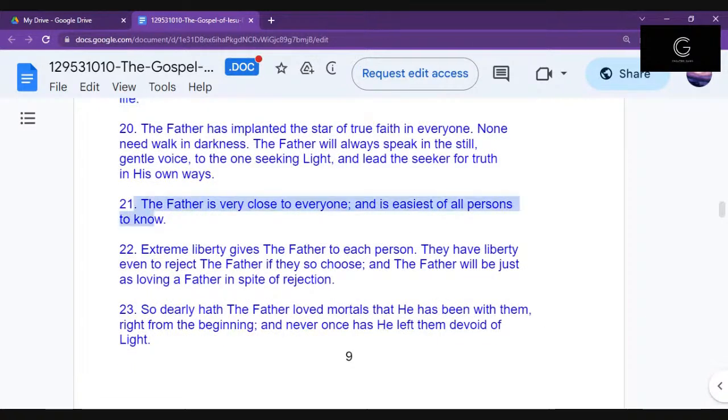The Father is very close to everyone and is easiest of all persons to know. Look at that. Extreme liberty gives the Father to each person. Extreme. They have liberty even to reject the Father if they do so choose. And the Father will be just as loving a Father in spite of rejection. So dearly hath the Father loved mortals that he has been with them right from the beginning and never once has left them devoid of light.